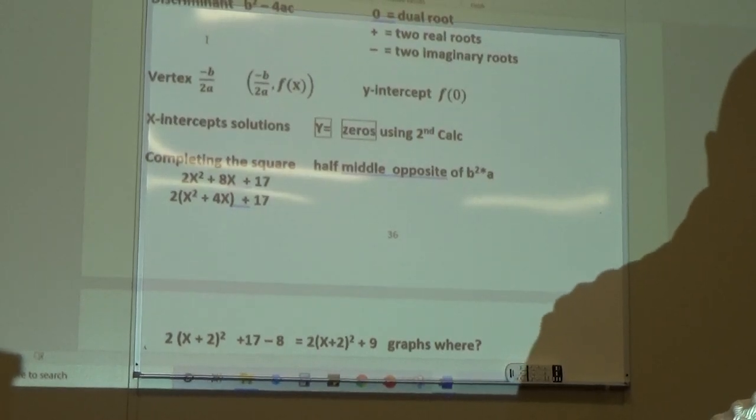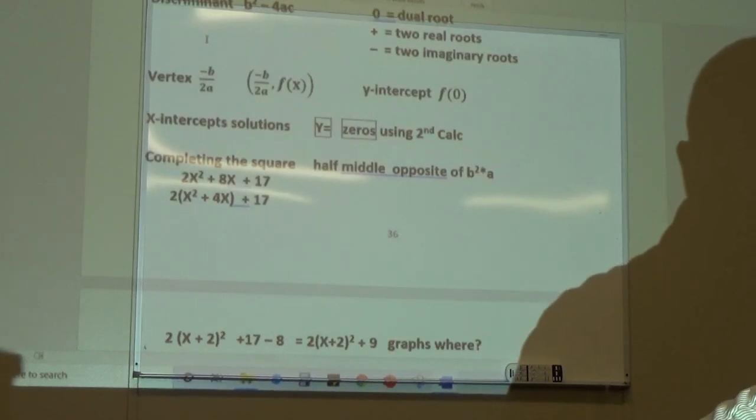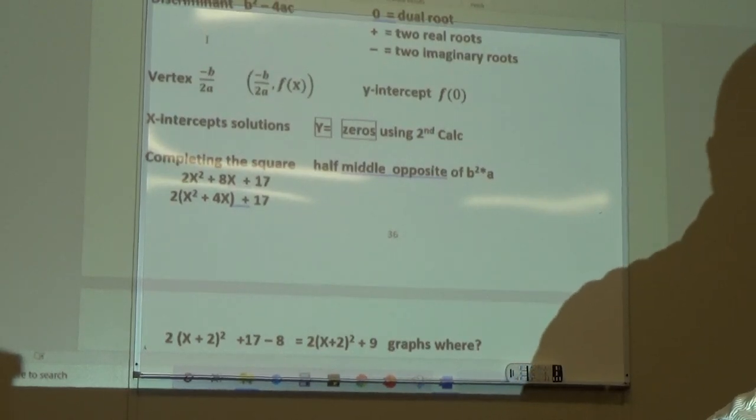Okay? All right, now, on page 185, we've already used this. The h, which is the x value of the vertex, is negative b over 2a. Okay? That should not be news. You need to know how to use that.